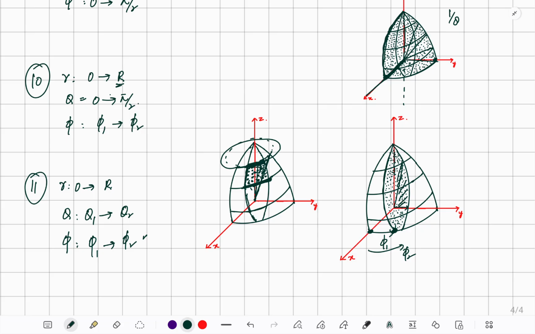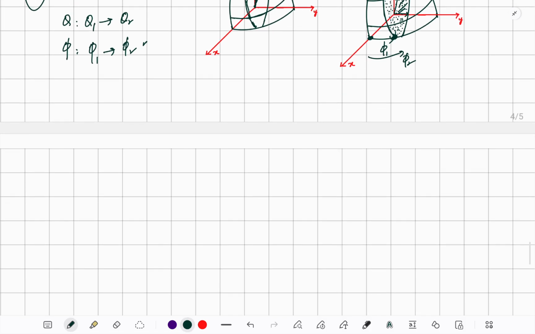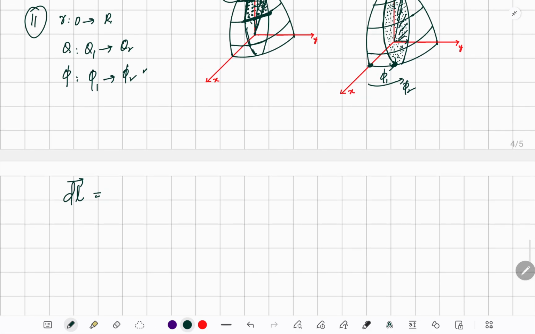Okay, so finally now we can write a given vector dl, any vector, in terms of r, theta and phi. So let's go. I think let's start this from the next video. I believe I need a next video on it.